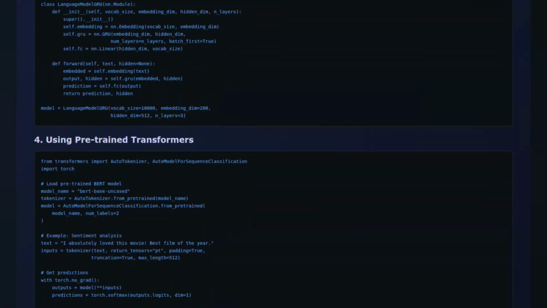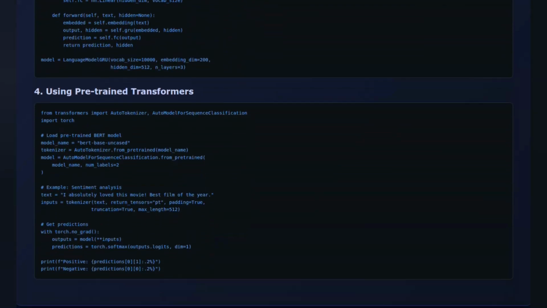And finally, using a pre-trained transformer model. This is the power of modern NLP. You don't need to train from scratch. Fine-tune BERT or GPT on your specific task with just a small amount of code. I encourage you to try these examples, modify them, break them, understand how they work. There's no substitute for hands-on experience.